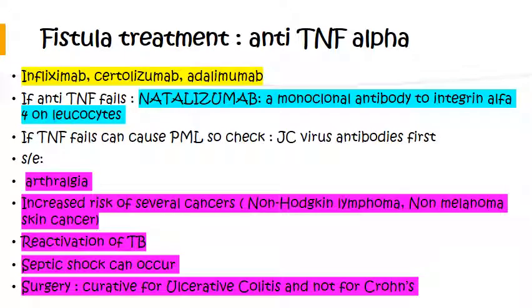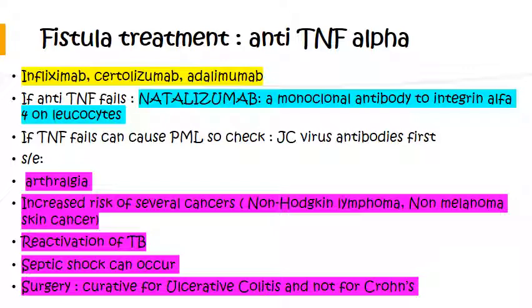Okay, so now we come to how to treat fistulas that form in Crohn's disease. Anti-TNF alpha is the best agent for fistulas. Infliximab, certolizumab, adalimumab, all these are agents. If anti-TNF fails, we use a new agent called natalizumab, a monoclonal antibody to integrin alpha 4 on leukocytes. So you start with TNF alpha inhibitors, infliximab, certolizumab and adalimumab. If this fails, then you go to natalizumab.